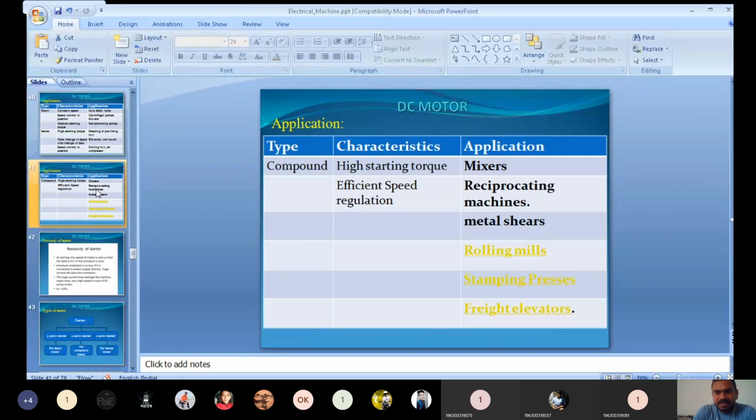Okay, so up to today's lecture we'll stop here. Okay, in the next lecture we will carry on with the other topics of the DC motors.